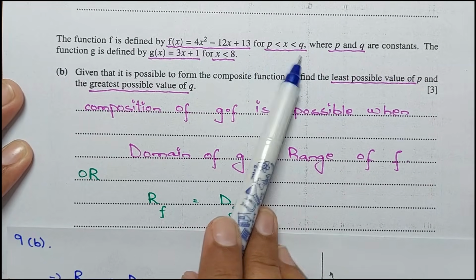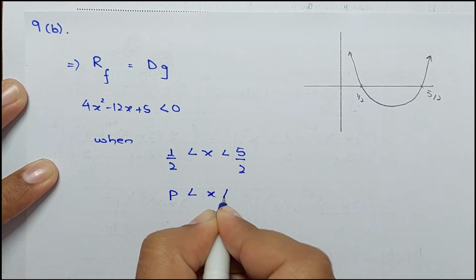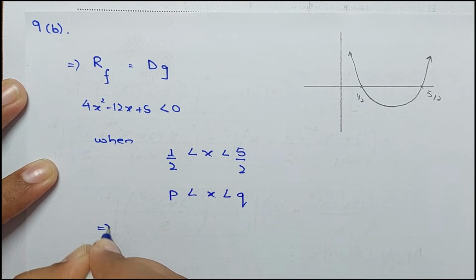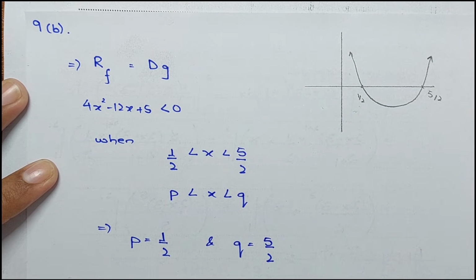So what is the expression for p and q? So p is less than x is less than q. We can say the least value of p is 1/2 and the greatest value of q is 5/2. So these are the two values for p and q.